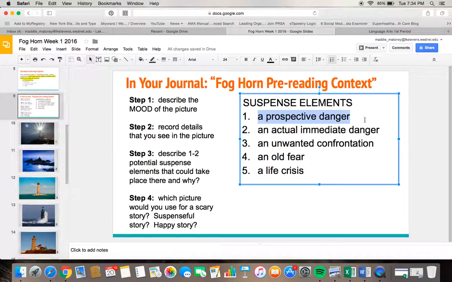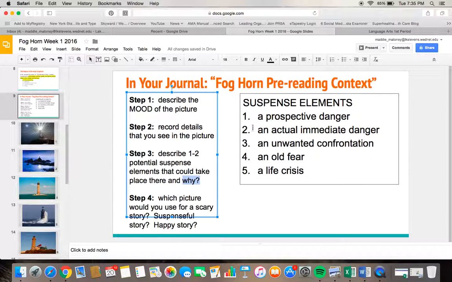So you might think, oh, well, if you're alone in a dark place, there is a prospect, a possibility of danger. So that would be for the third one, and you'll have to explain to me why you chose that specific element. Okay, the second one, an actual immediate danger, that means just that danger is just around the corner. The person in the picture, if there was one, might get hurt right away, might die, you never know, might have just something bad happen to them, and it's going to be soon.